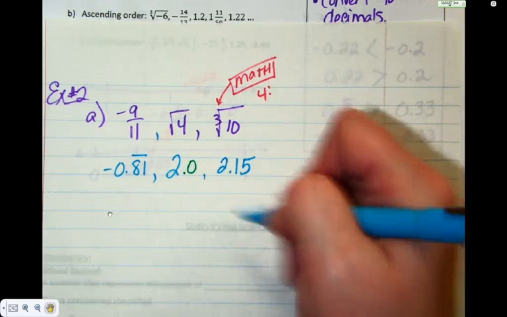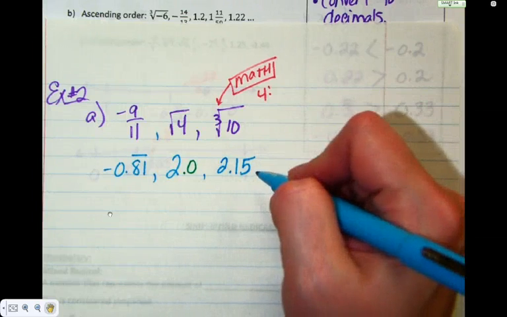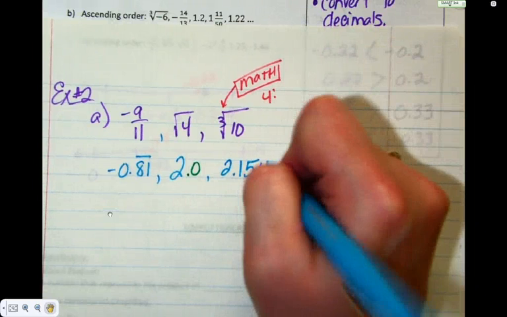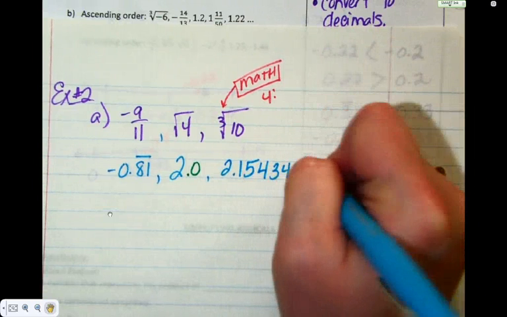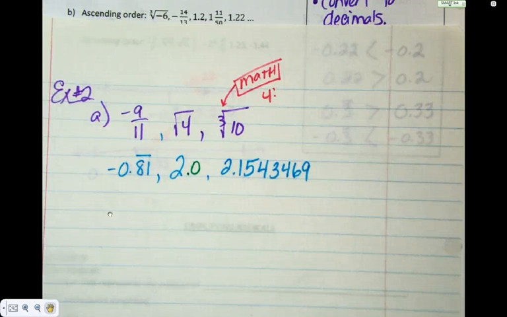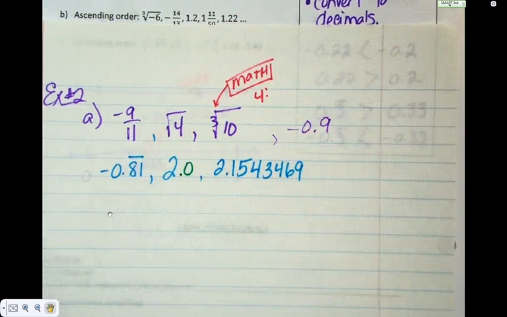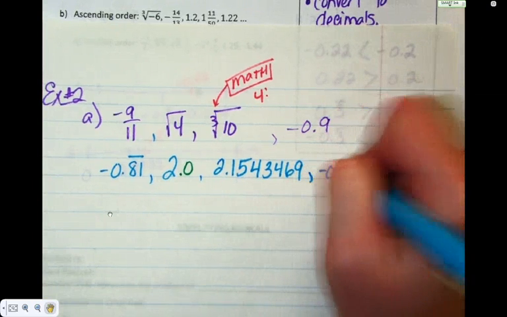Even? Okay, I want all the decimals. Confirm? Okay. Negative 0.9. I've actually had people put negative 0.9 into their calculator. Could we use some logic? Do we need to put that into our calculator? No, because we're just comparing decimals.